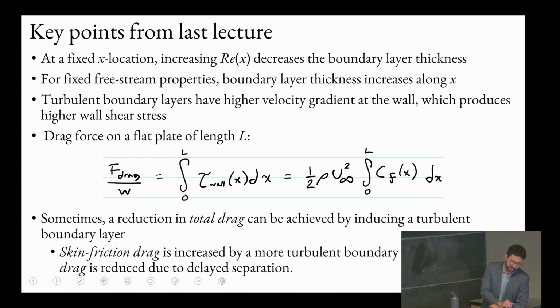Just a review of what we did on Friday's lecture. We talked about boundary layers and how different properties that vary the local Reynolds number will affect the boundary layer thickness or boundary layer performance. We talked about how turbulent boundary layers have higher velocity gradients at the wall, so they have higher wall shear stress. I gave you this expression here, the drag force on a flat plate of length L.